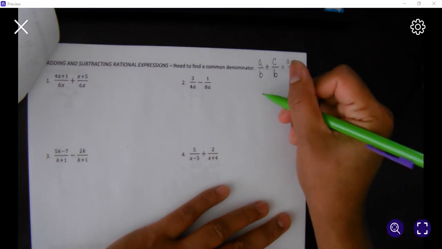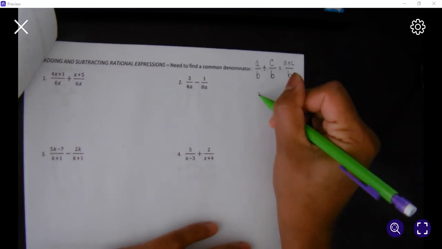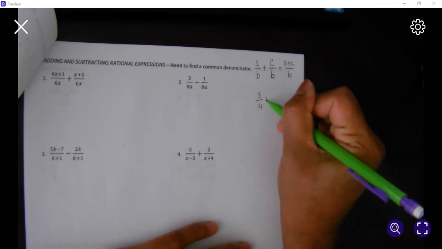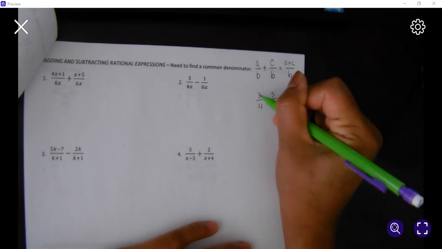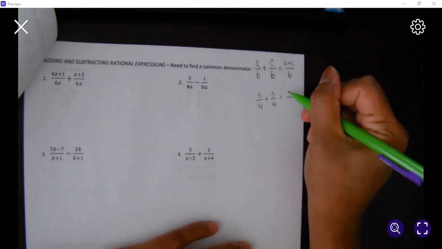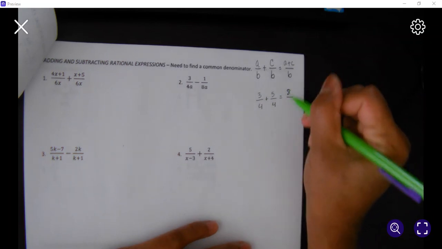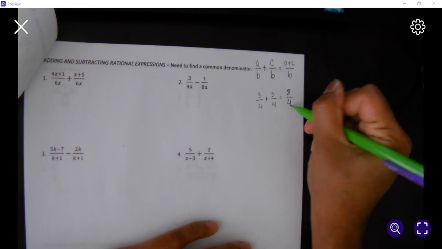So for example, let's say that you have 3 over 4 plus 5 over 4. You can go ahead and bring it over. So you have 3 plus 5 is 8, and then you just bring the common denominator over.